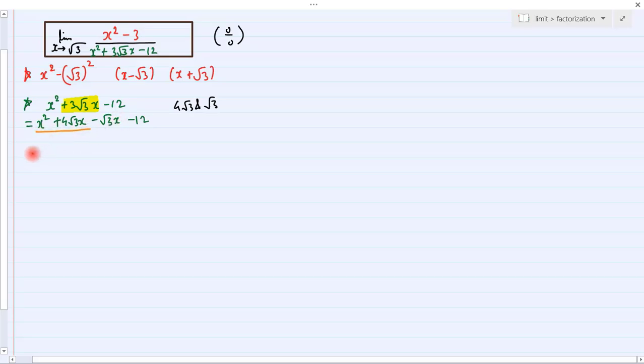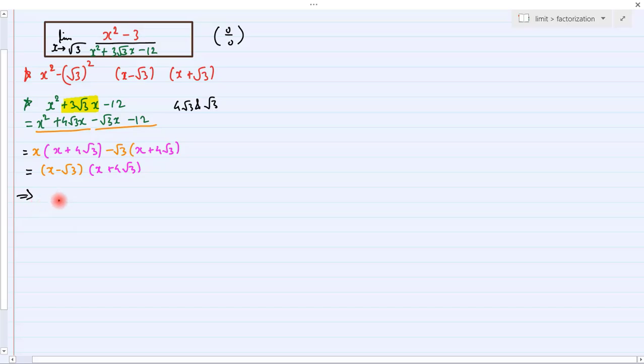From first two terms we can take x common, so remaining factor will be x plus 4 root 3. And from last two terms we can take minus root 3 common, so we'll get x plus 4 root 3. So we will get x minus root 3 and x plus 4 root 3 as the factors of denominator.